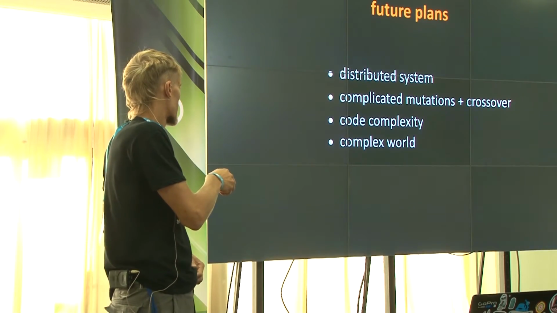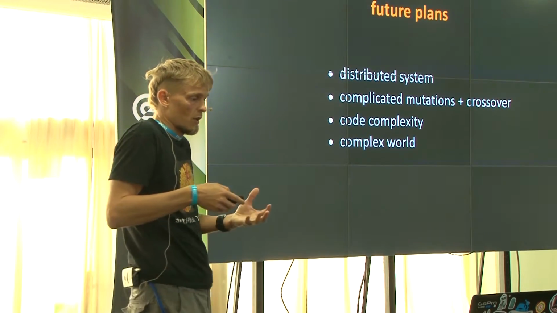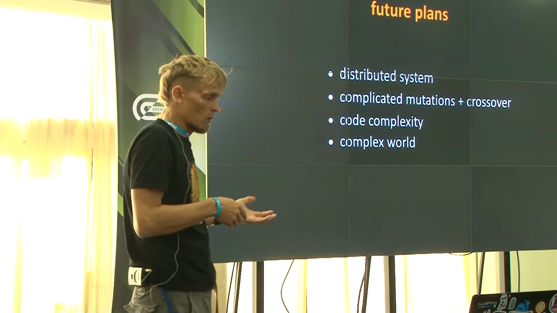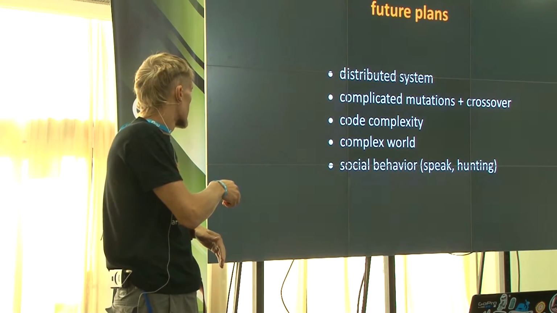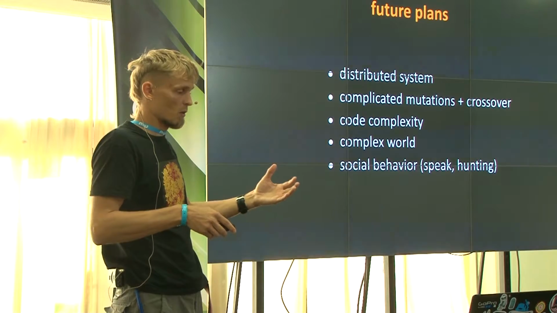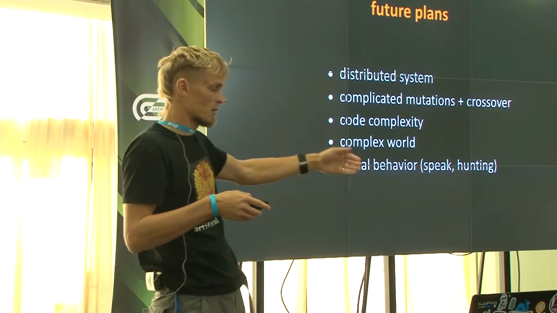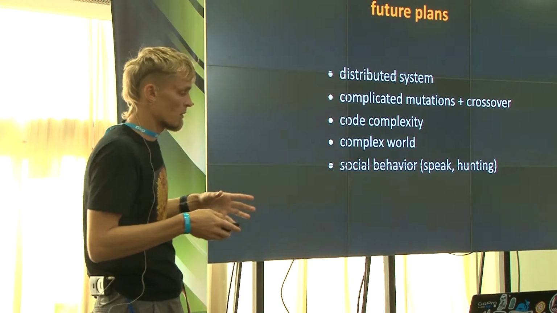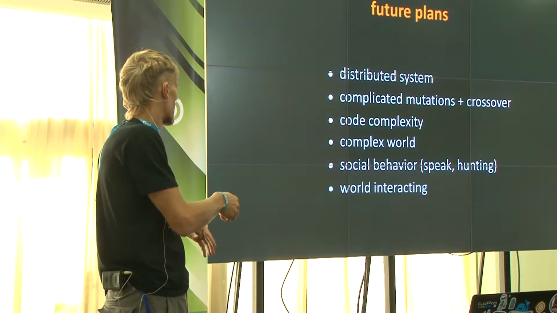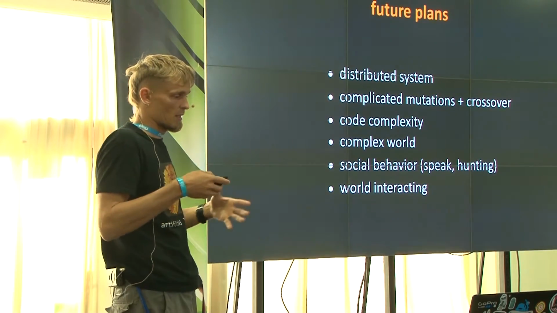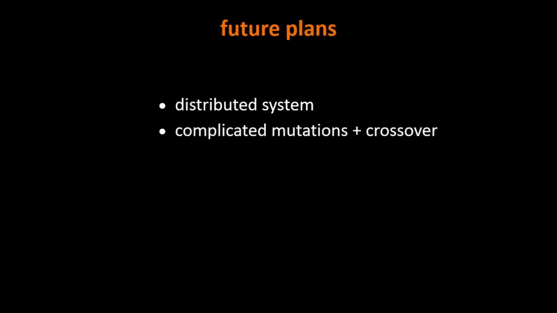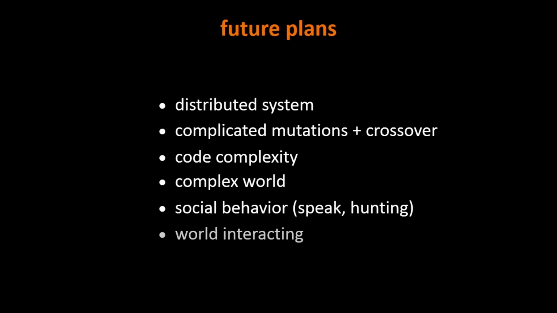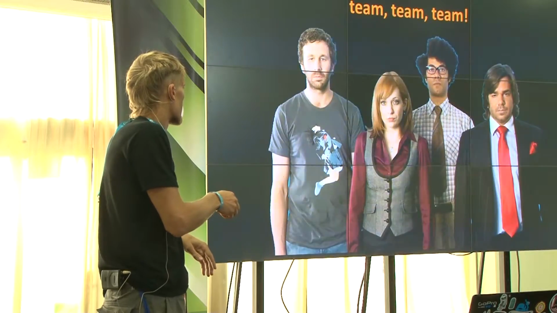A complex world is also very important. I need to have something like weather, holes, water maybe, and day and night, and so on. Social behavior is an ability to speak. If you're an organism, it's very important to speak with your neighbors, and hunting, for example, is also very important. And world interaction is an ability to interact with the surface, with the water, with the weather, and so on.